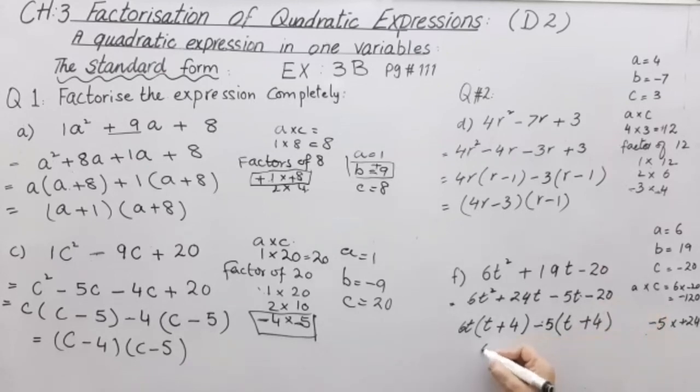So our factors are 6t minus 5, first we write, and then t plus 4, are our solution, and in the same way we do the whole exercise.